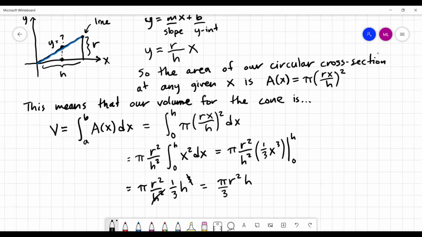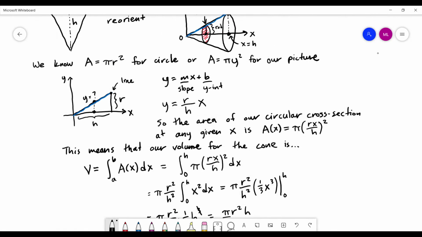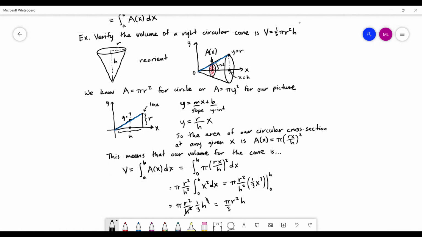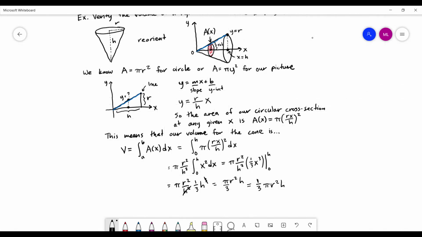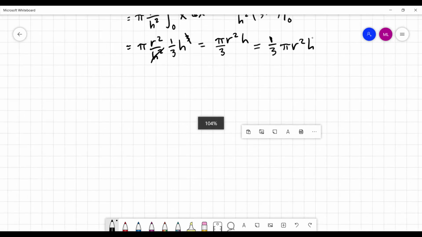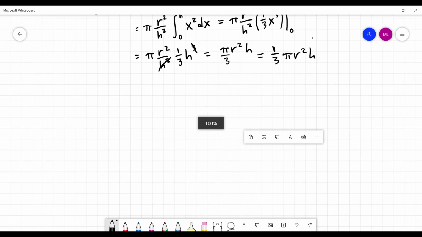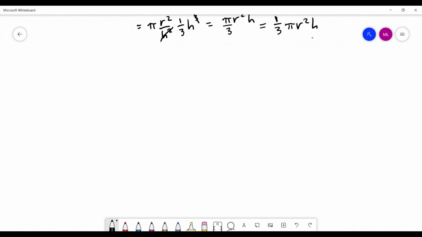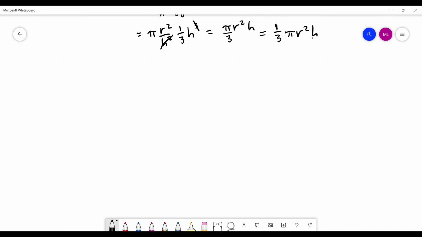And that is the exact formula that we set out to prove over here. I guess I can rewrite it to look more exact: 1/3 pi r squared h. So there's the formula. So hopefully that gives you a sense that this process is actually going to work. We verified it on at least one thing. And in truth, it works in general. It hopefully makes some intuitive sense why this should be working.